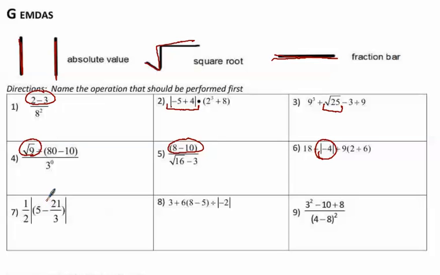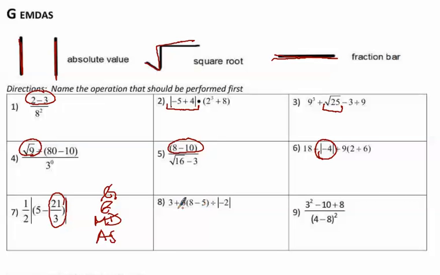Problem 7. Within the absolute value bars, you have another set of grouping. If you remember, grouping comes first. Here's our group. There are no exponents, so we're going to either multiply or divide from left to right. So in this particular case, you are going to do 21 divided by 3 first.